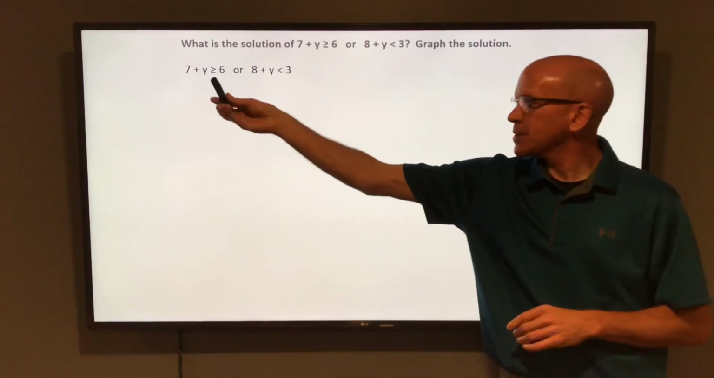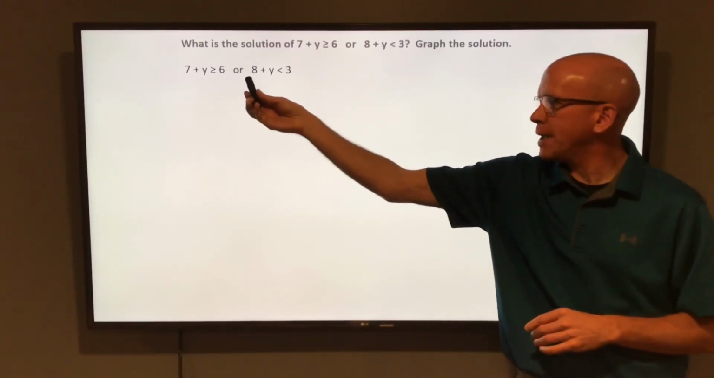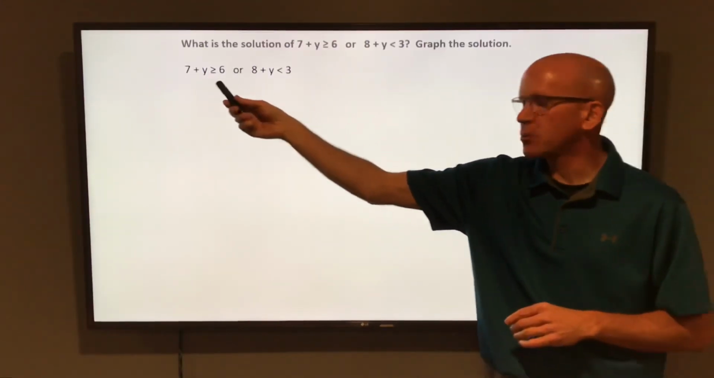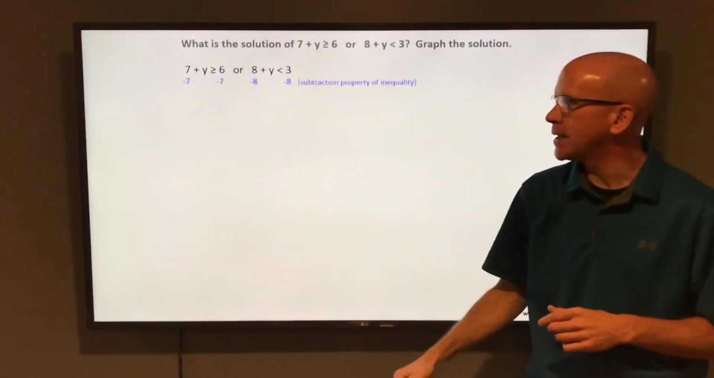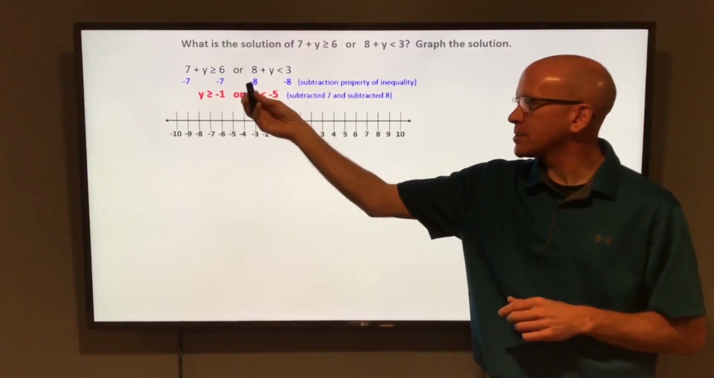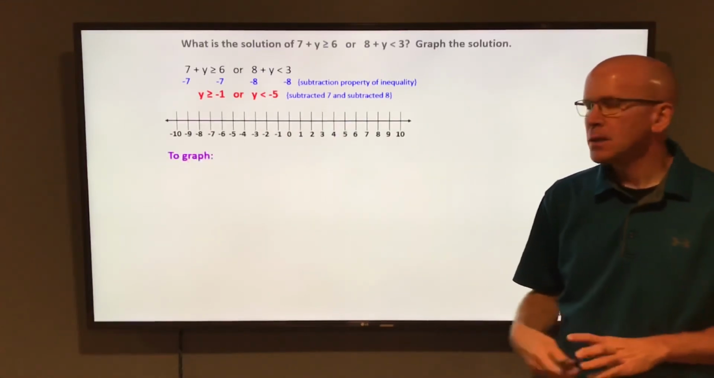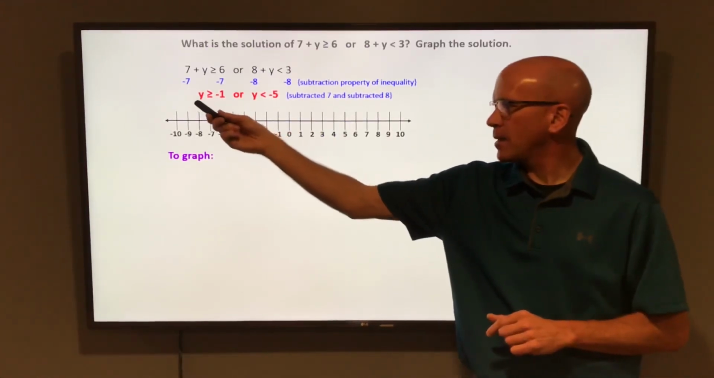So if you have 7 plus y is greater than or equal to 6, or 8 plus y is less than 3, just take each one of these and solve each one individually. In that first one, we'll subtract 7 from each side. And in the second inequality, subtract 8 from each side. So in that first one, you get y is greater than or equal to negative 1.